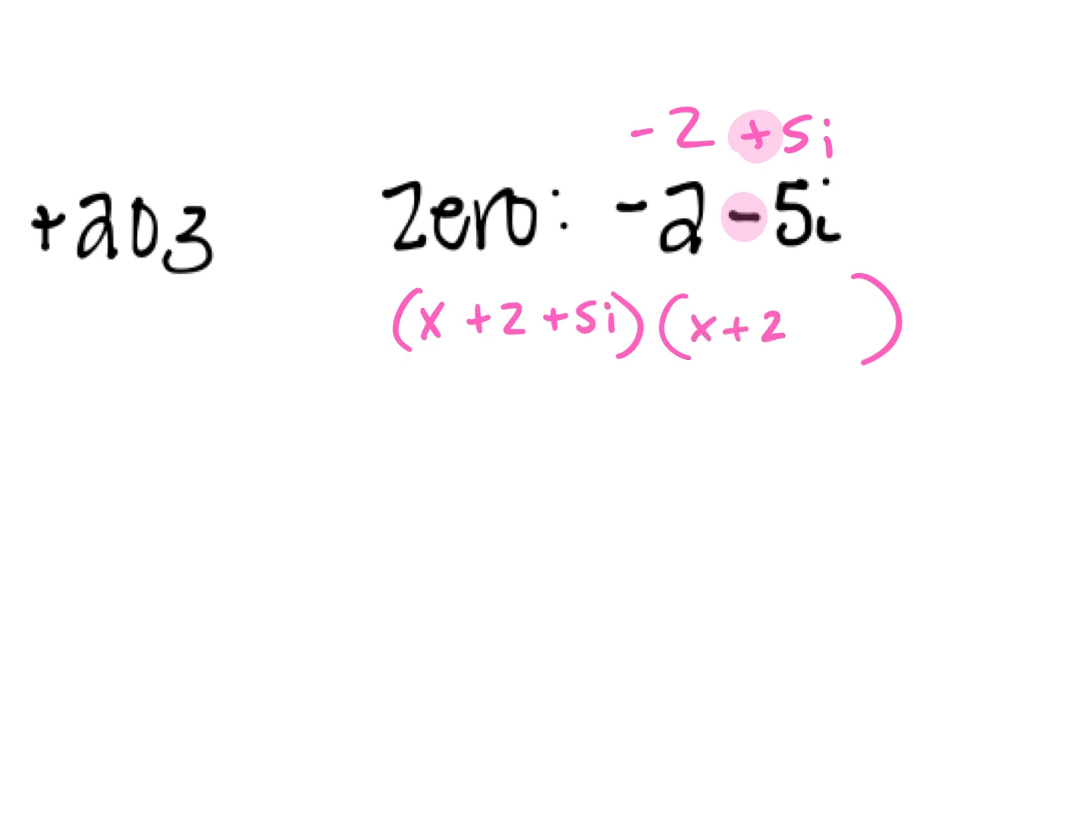Awesome. x plus 2 plus 5i and x plus 2 minus 5i. Now you can FOIL this out if you want, or you can do your conjugate shortcut, a squared minus b squared. What's our a? x plus 2. So we have x plus 2 squared. What's our b? So minus 5i squared. Everybody with me so far? Any questions so far?